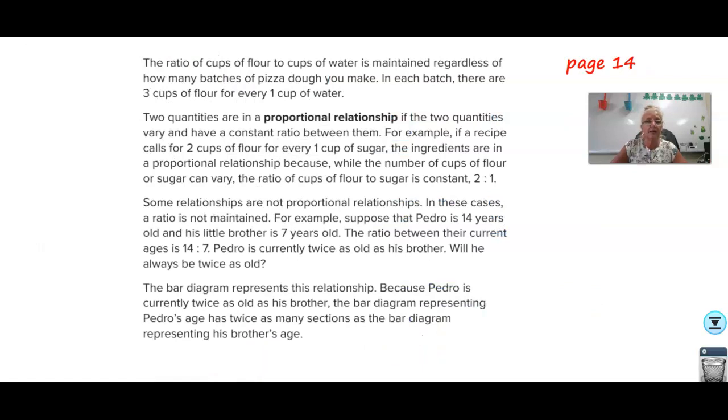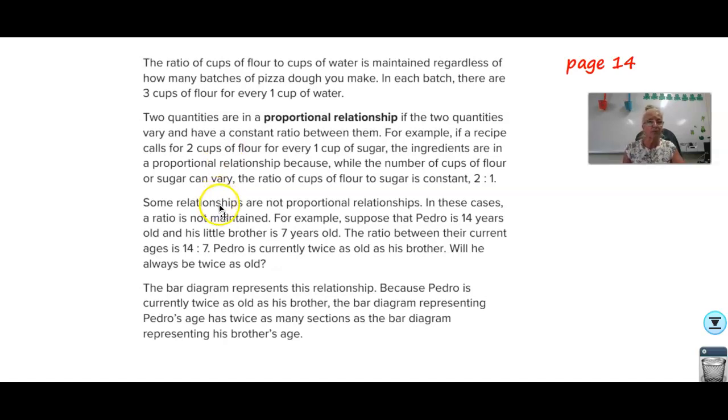This is on page 14, also a whole lot of words. It basically says that 2 quantities are in a proportional relationship if the 2 quantities vary and have a constant ratio between them. And I'm going to explain that as best I can. It's kind of an obscure concept. Basically, they're saying this is a proportional relationship if a recipe calls for 2 cups of flour for every 1 cup of sugar. So if you double the flour, you go with 4 flour, then you have to go with 2 sugar. Okay, you double the sugar.